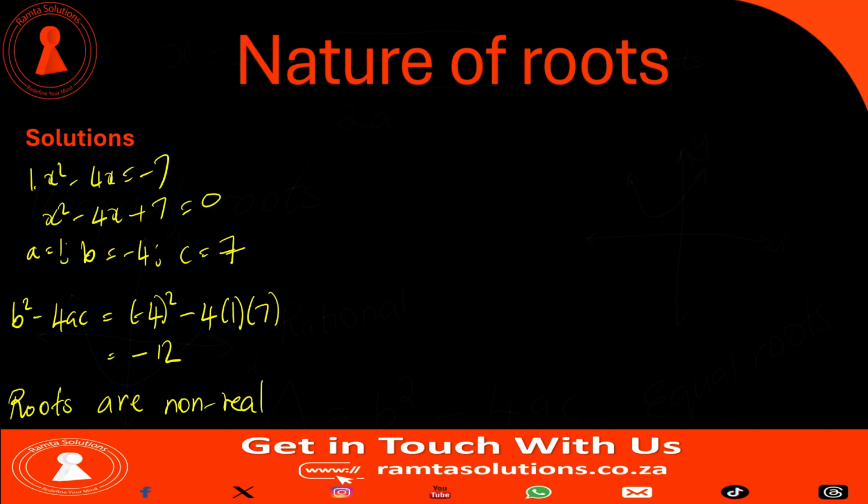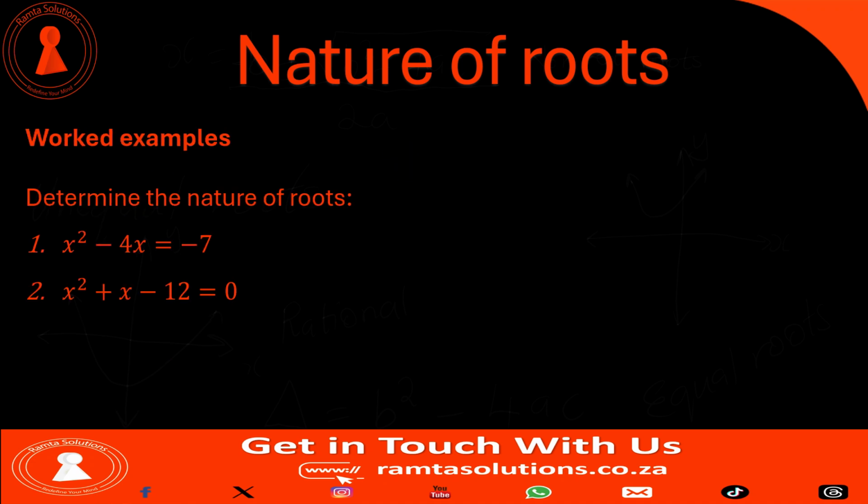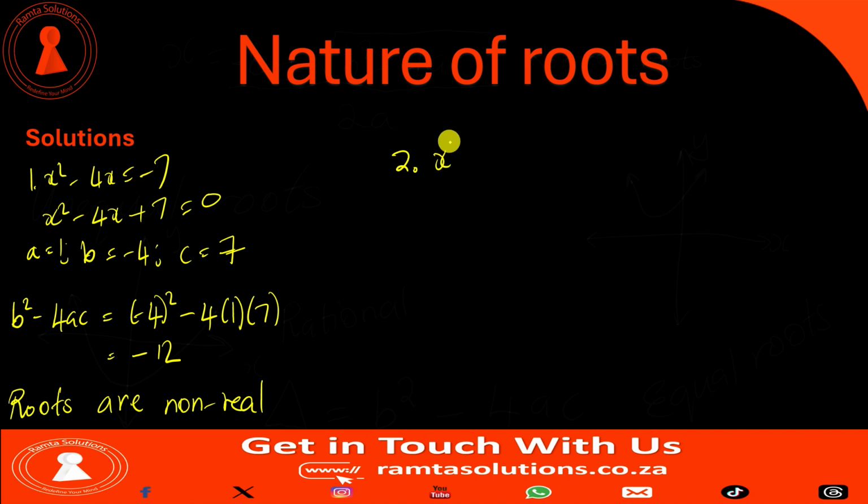We leave it here. Okay, now let's remind ourselves what the second one was. Let's go back. X squared plus x minus 12 equals 0. Let's remind ourselves a is 1. Remember, it comes in the form ax squared plus bx plus c equals 0. A equals 1. What is b? B is the coefficient of x. It is equal to 1. What is c? C is the constant. It is equal to negative 12.